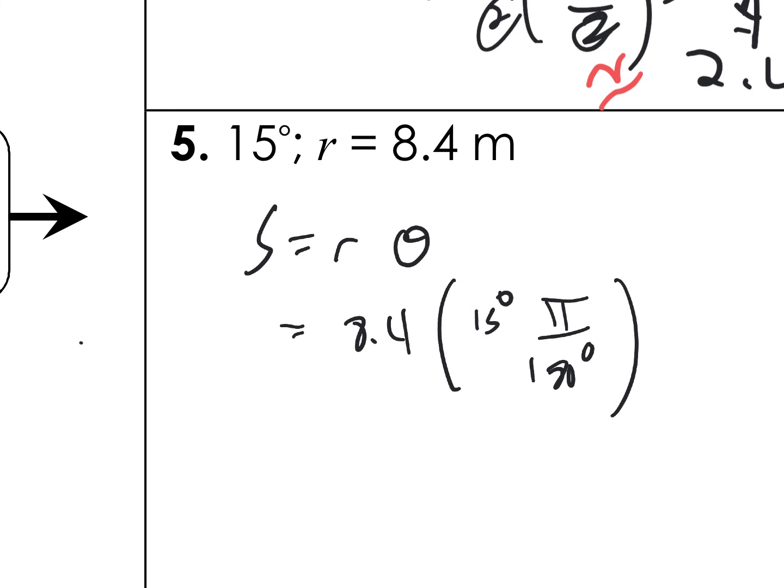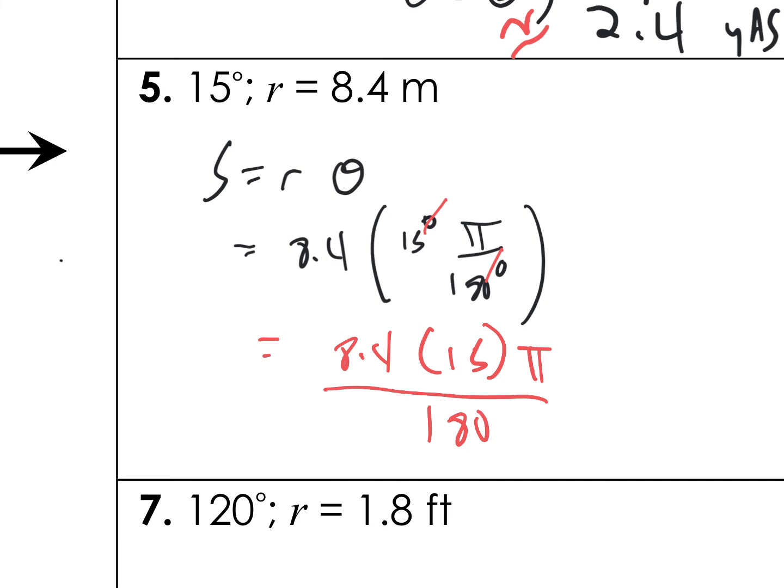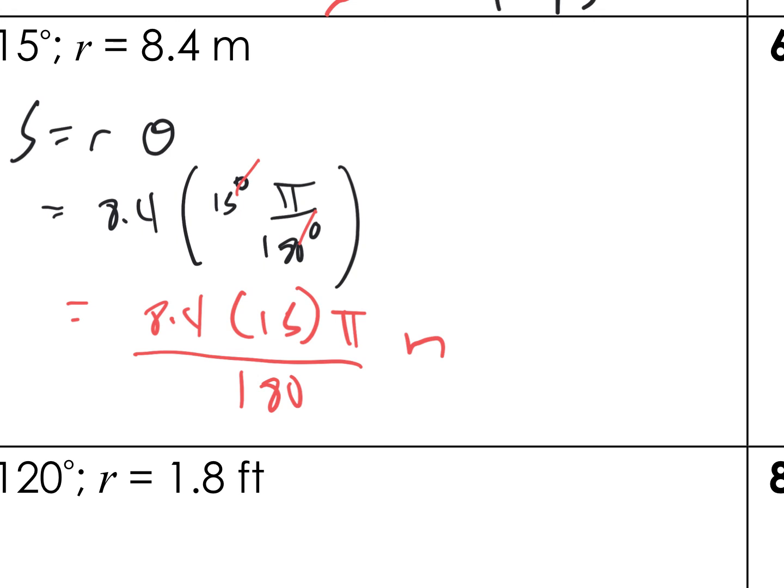And how did I know 180 went in the bottom? Because the degrees have to cancel out, right? See that? Degrees cancel out. That's how I know it's pi over 180 and not 180 over pi. So now that I have that, the exact answer looks like 8.4 times 15 times pi over 180, and that would be meters. Not very exciting at all, guys. So I think the estimate is probably nicer.